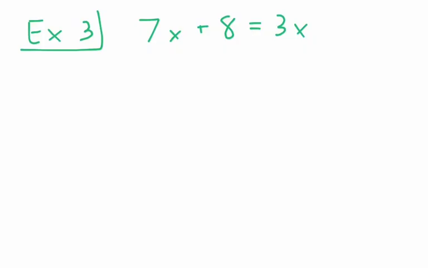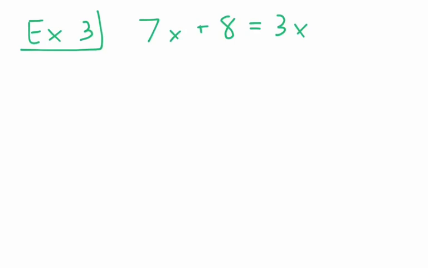For example 3, we have 7x plus 8 equals 3x. Now in this example, important to notice, we have two variable terms here, and we have one constant term. So, because we already have the variable isolated on the right-hand side, I would encourage you to move all your variable terms over to the right side. You don't have to. If you want, you can take this 3x and move it over here, but then you have to take this plus 8 and move it over here as well. If we simply move this 7x over to this side, then we're done moving things around.